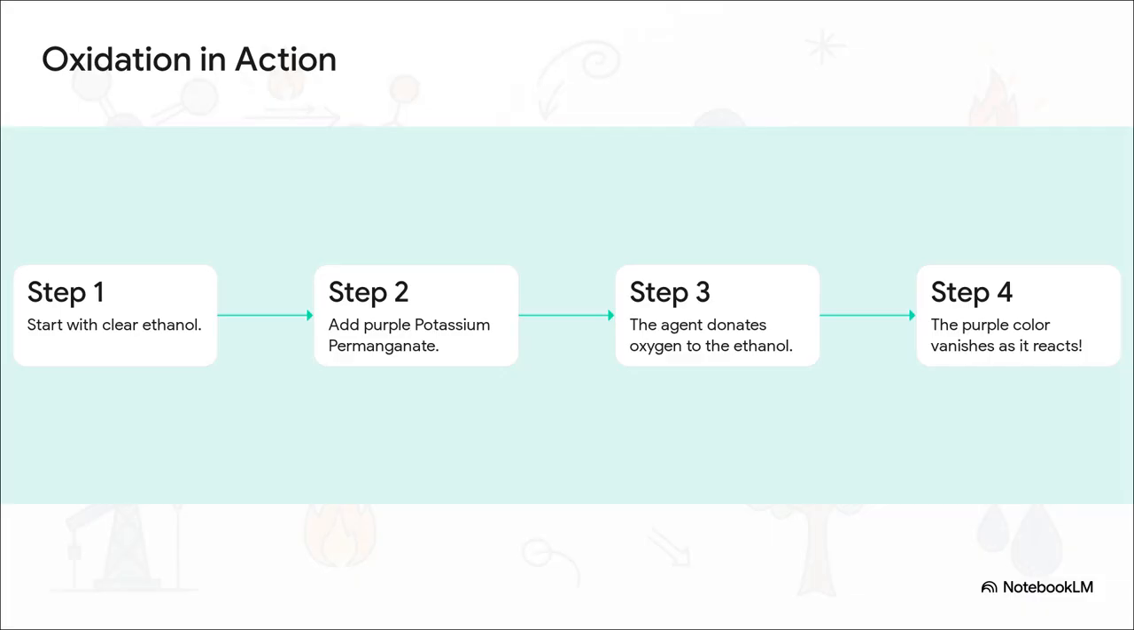And what's really cool is that you can actually see this happening step by step. So first, you start with your clear ethanol. Second, you start adding that purple potassium permanganate solution. Third, as the agent reacts, it literally hands over its oxygen to the ethanol, changing it. And finally, here's the proof. As the agent gets all used up, its awesome purple color just vanishes. It's this fantastic visual clue telling you the reaction is done.